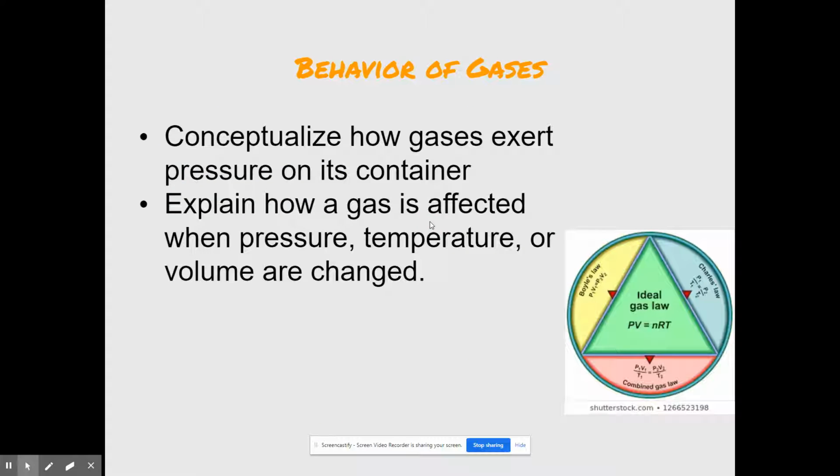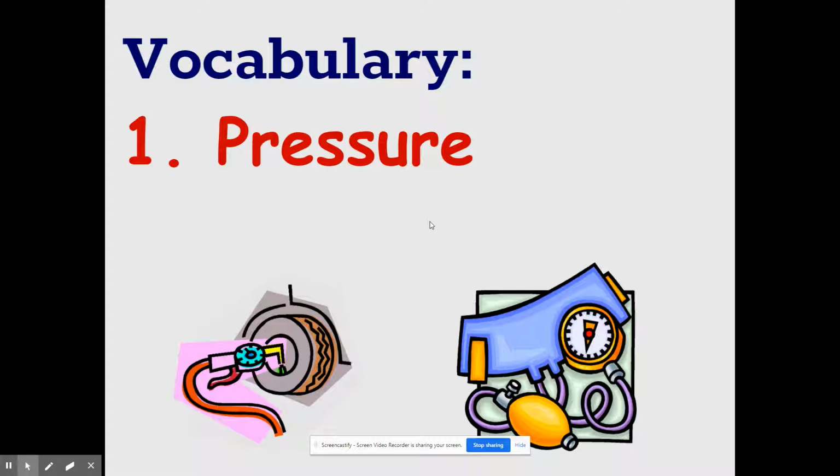In this section, Behavior of Gases, we want to conceptualize how gases exert pressure on their container. And we also want to explain how a gas is affected when pressure, temperature, or volume are changed. So our vocab in this section is pressure.